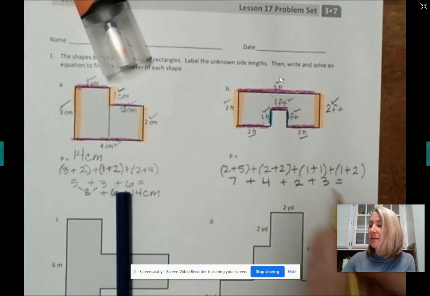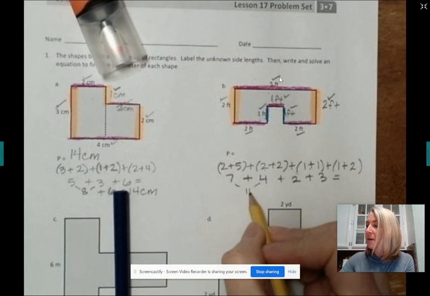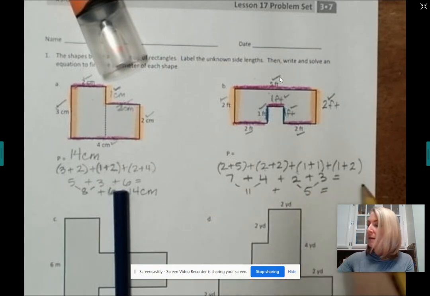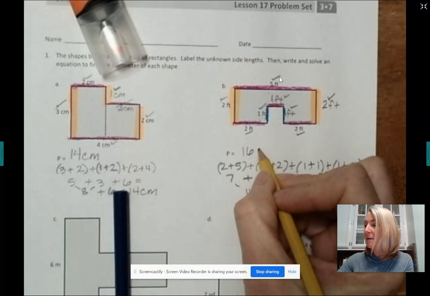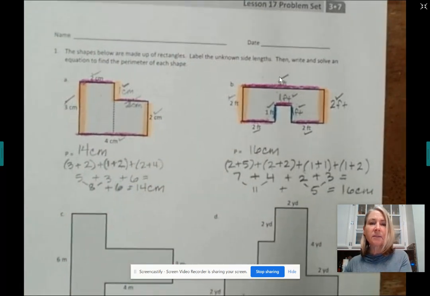Okay, I can continue using parentheses to cluster these, or I can just pull them down. We can do a combination of the strategies we like. And 11 plus 5 is 16 centimeters. So the perimeter of that figure is 16 centimeters. It's kind of fun, right? All right, let's continue on.